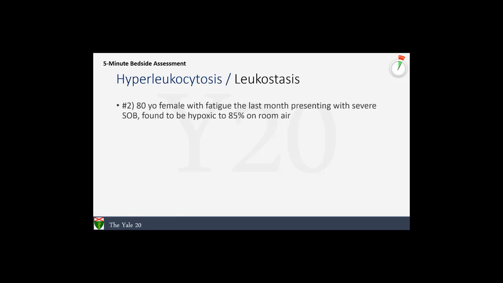For case 2, we have an 80-year-old lady with fatigue for the past month. She has severe shortness of breath and she was found to be hypoxic to 85 percent on room air, so she was brought into the emergency room.